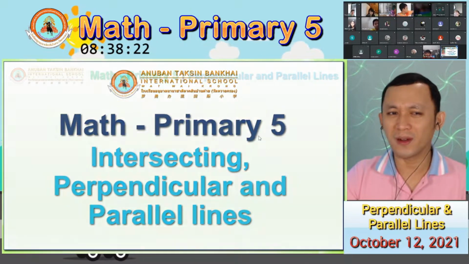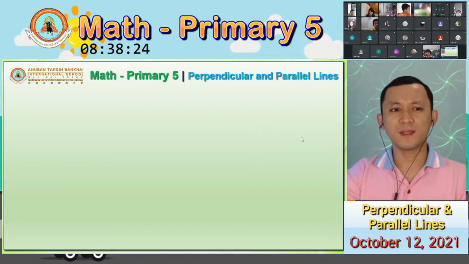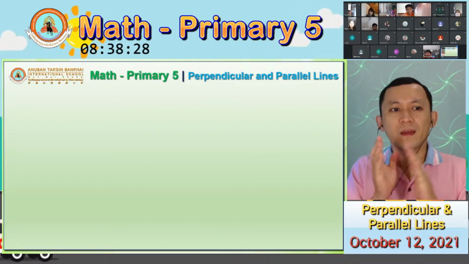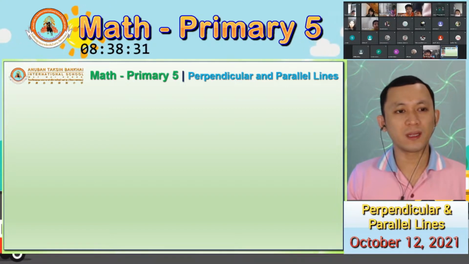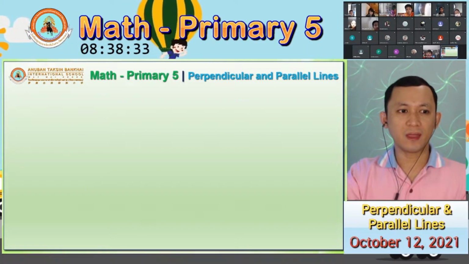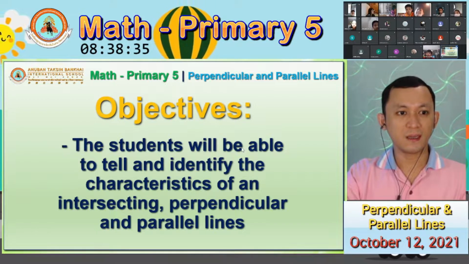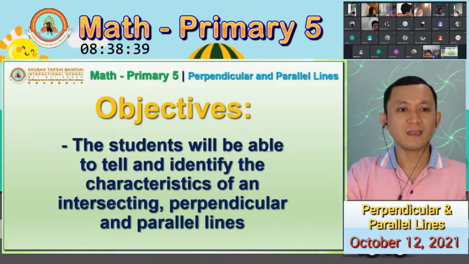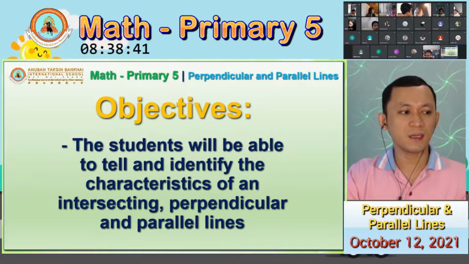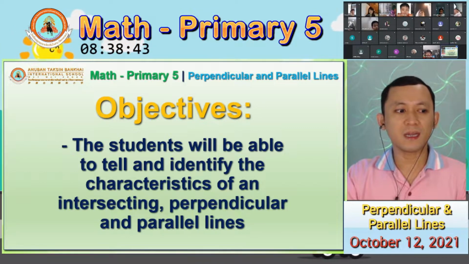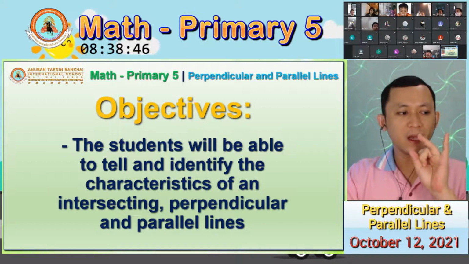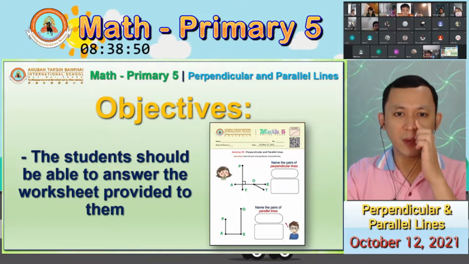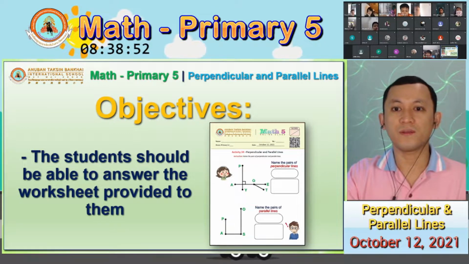Today we're going to discuss what intersecting lines are, what perpendicular lines are, and what parallel lines are. So that is our objective for today: for you to be able to tell and identify the characteristics of intersecting lines, perpendicular lines, and parallel lines. Later you're going to answer your activity number 34.